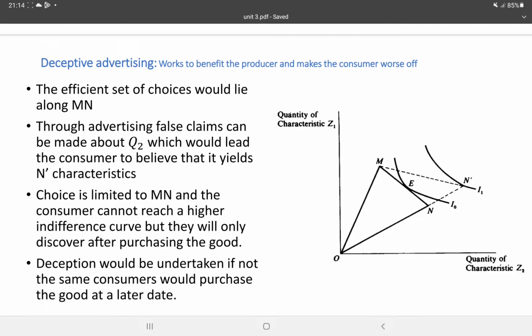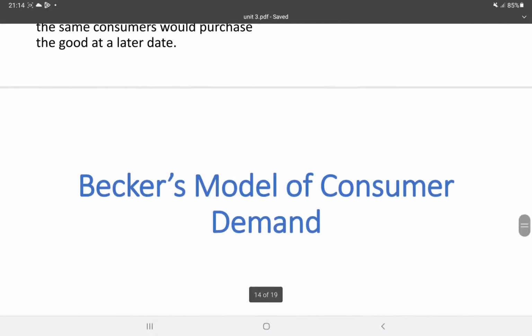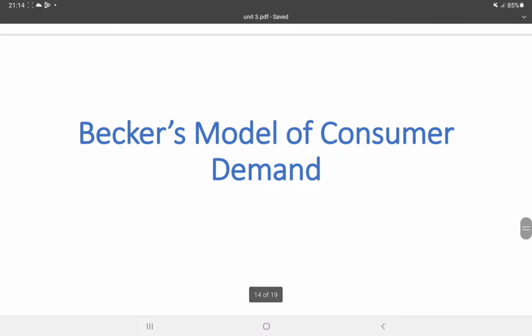Deception would be undertaken if not the same consumers would purchase the good at a later date again. So this is basically what is given in Lancaster's model. We can appreciate the model in that it helps us to understand product differentiation and helps us to understand advertising at the same time.